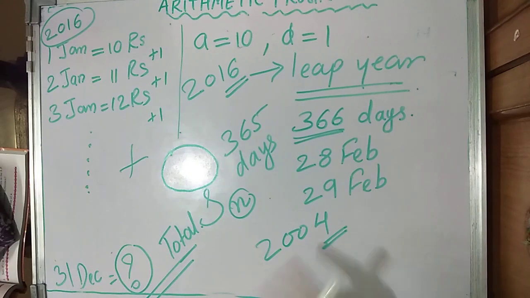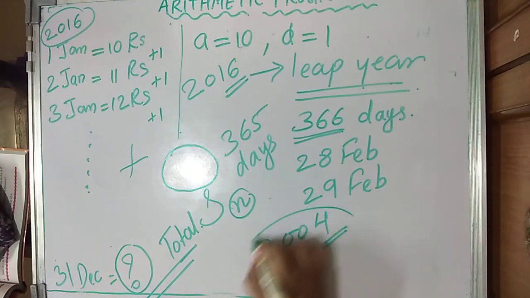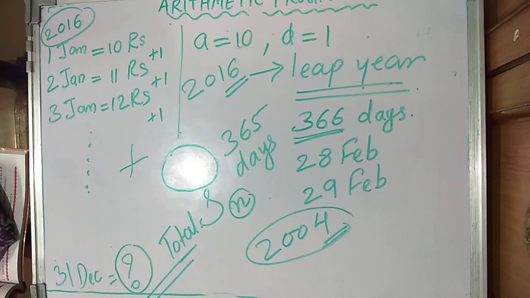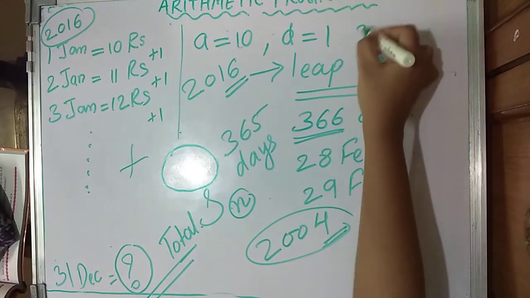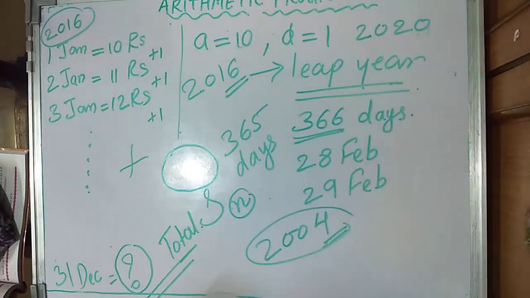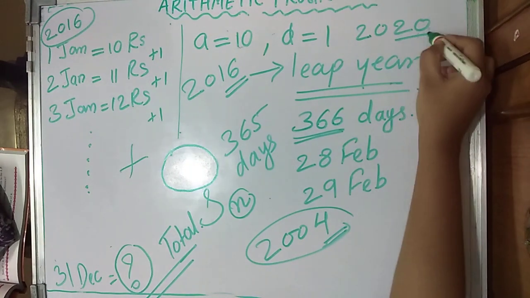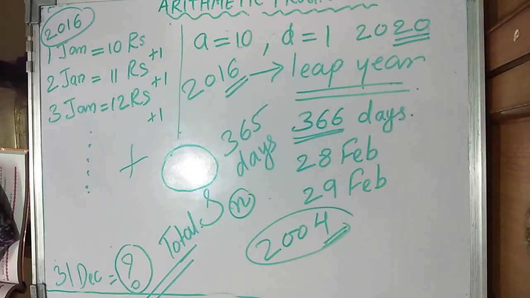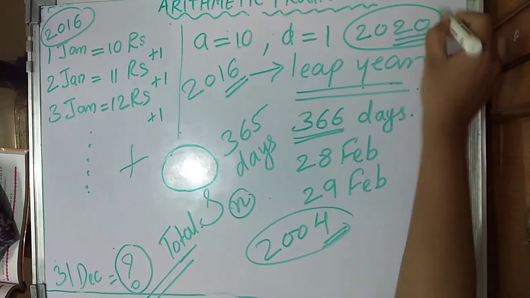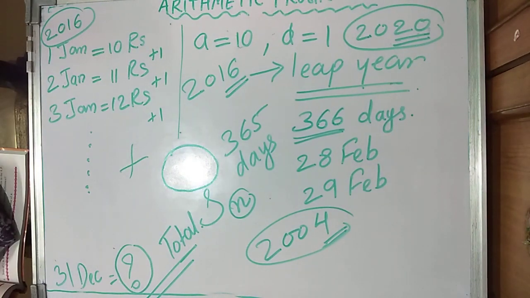2004 goes in the table of 4. So 2004 was also a leap year. Now this is the running year, 2020. If you observe, 20 is a multiple of 4. That means this running year was also a leap year.